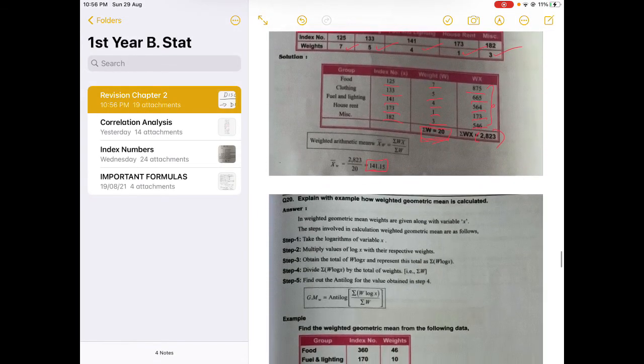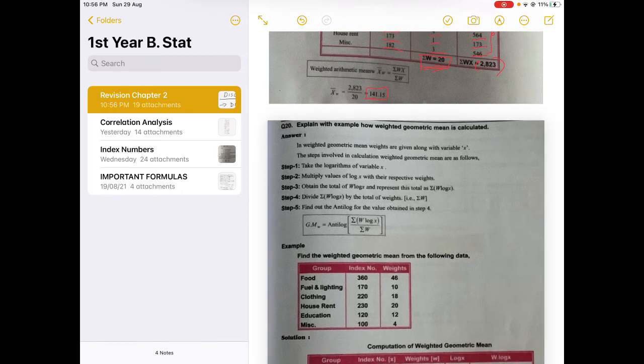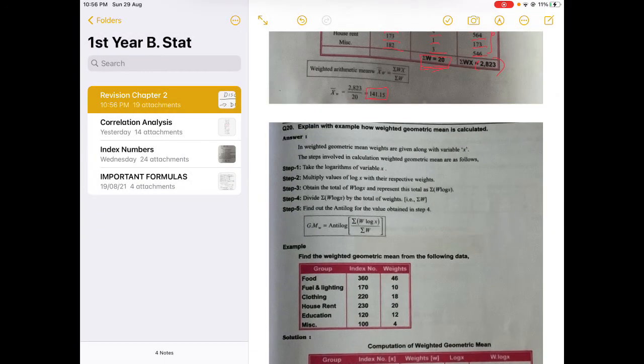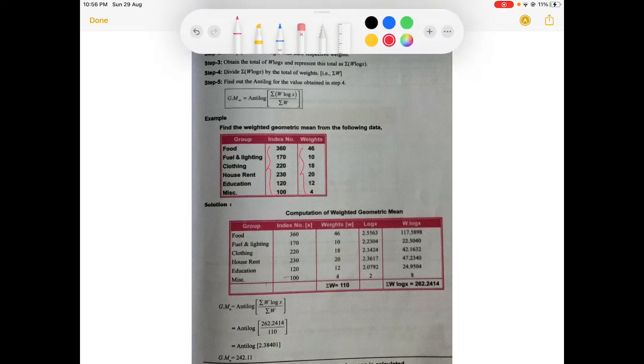The next example is of a weighted geometric mean. So instead of taking just x, we will have to take log x here. So that's the main difference between an arithmetic mean and a weighted geometric mean. So here, for example, we are given a certain index value and the relative weights. So again, you have categories of expenditure. So here now we don't multiply directly with x, we first take log x. So you can use Google or you can use a calculator to calculate log x.